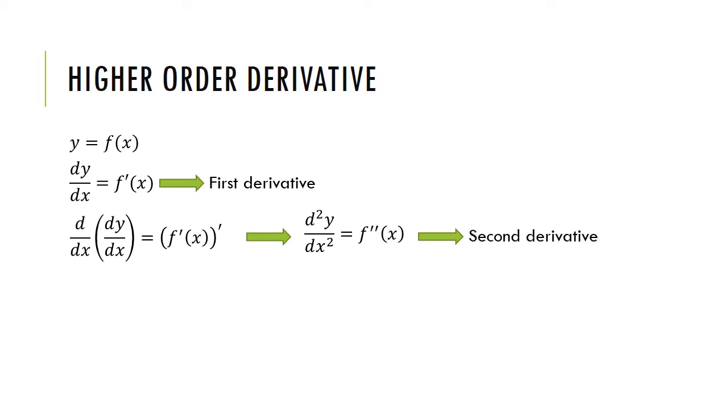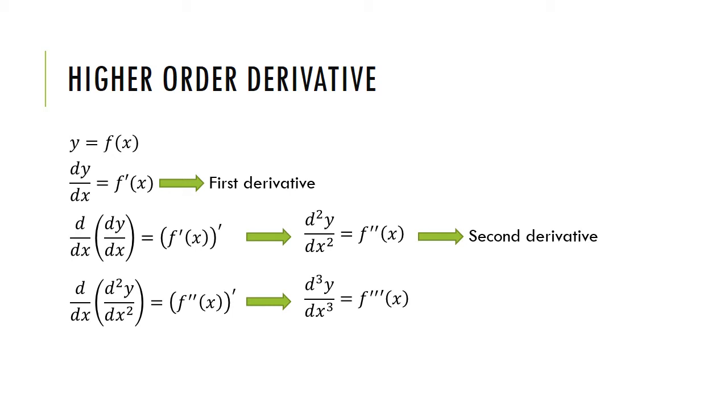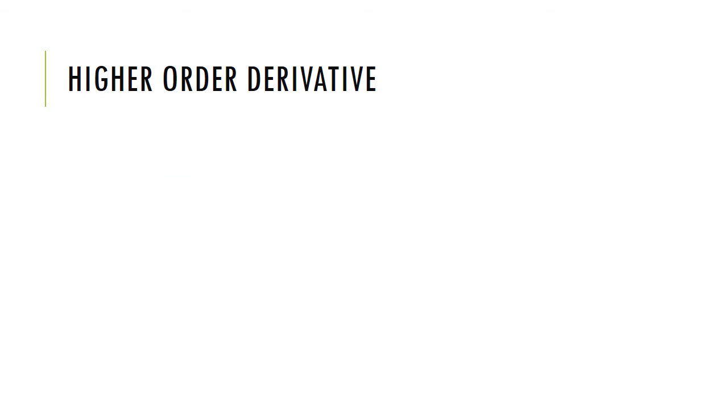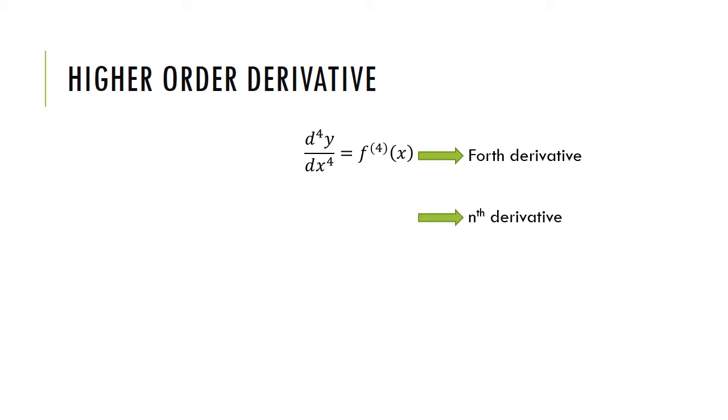And also, the second derivative is a function of x. We can continue to find the derivative of the second, d by dx of d squared y by dx squared, or f double prime of x, prime. And the notation is d cubed y by dx cubed, or f triple prime of x. And this is called the third derivative. And again, if we find the derivative of the third, it is the fourth derivative, or d to the fourth y by dx to the fourth. But in another notation, we use the number in brackets instead of primes. So it is f to the fourth derivative of x. And so on, higher and higher derivatives. The nth derivative is d to the n y by dx to the n, or f to the n derivative of x.